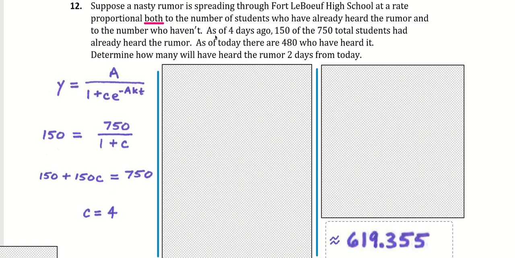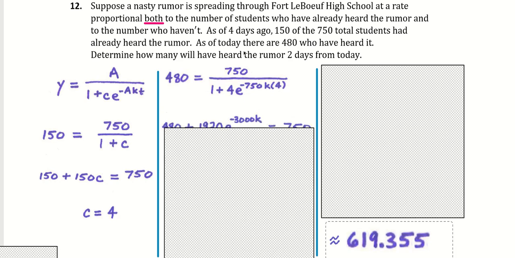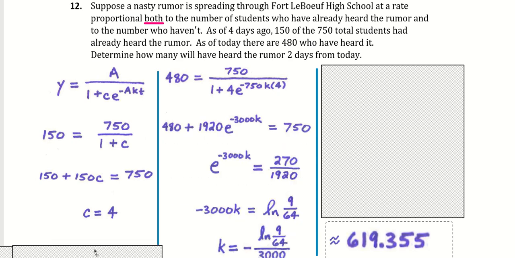And so as of today, 480 people have heard it. So that's the next thing you do. And so today, that would mean that t equals 4. 4 days ago was 0. So today is t equals 4. That allows you to figure out k. All right? And that's the k value you should get. That's a 3,000 right there, obviously. So your k value is negative.